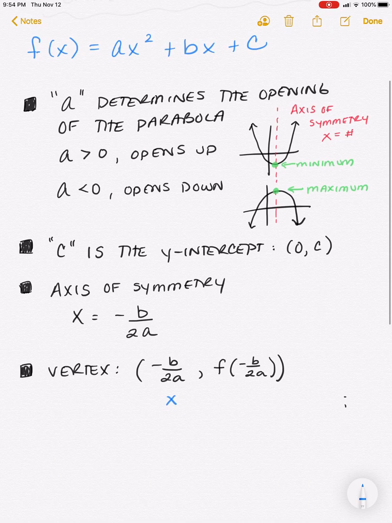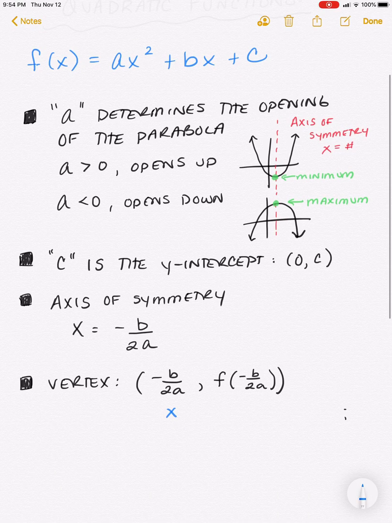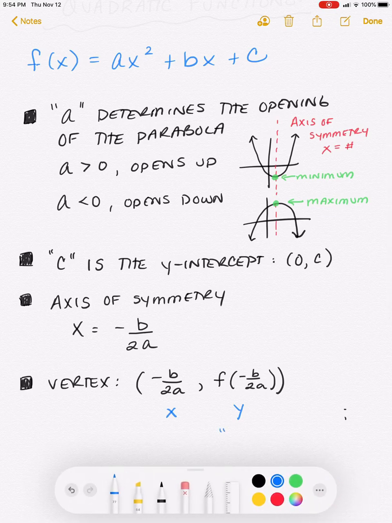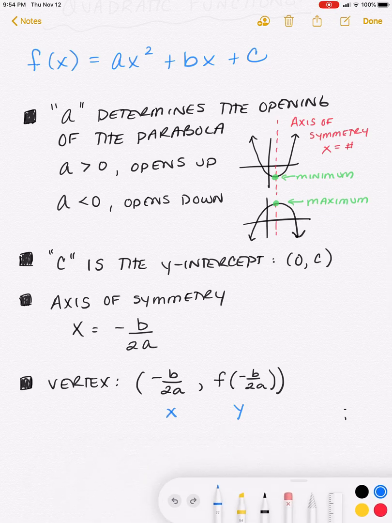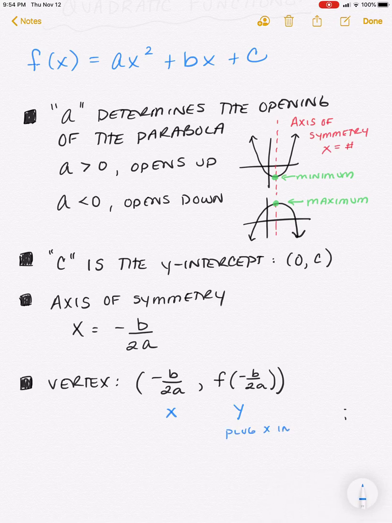I know that looks a little confusing at first. So basically what I'm saying is this is the y-coordinate. And we get the y-coordinate by plugging x into f of x to find y. So if you ever want to know what a y-coordinate is, you just plug it back into the function, which is what it means to say f of something.